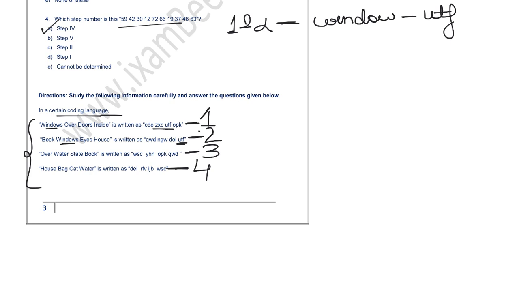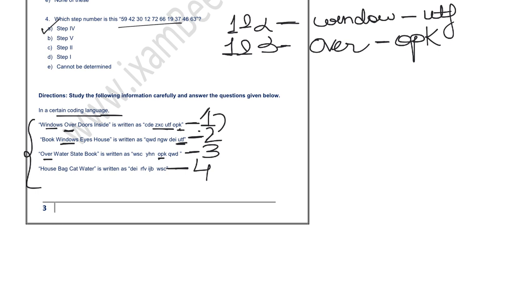Similarly, if you compare first and third, now you have compared 1 and 2, you have to compare 1 and 3. So if you compare 1 and 3, you will find that the word over is common over here, right? So you have to look for the common code as well. So if you look for the common code, you will find that OPK is common in first and 3. So you can simply write that over stands for OPK, right?